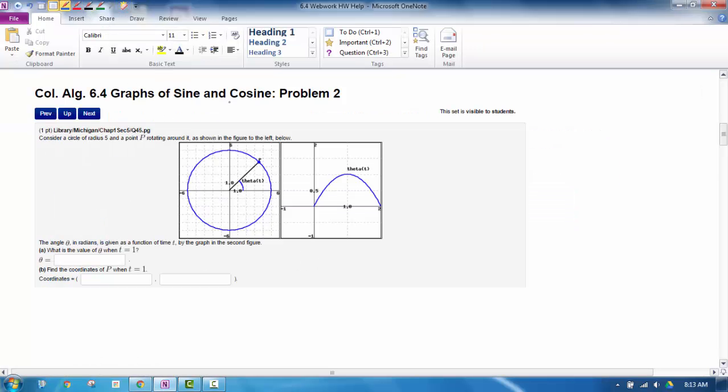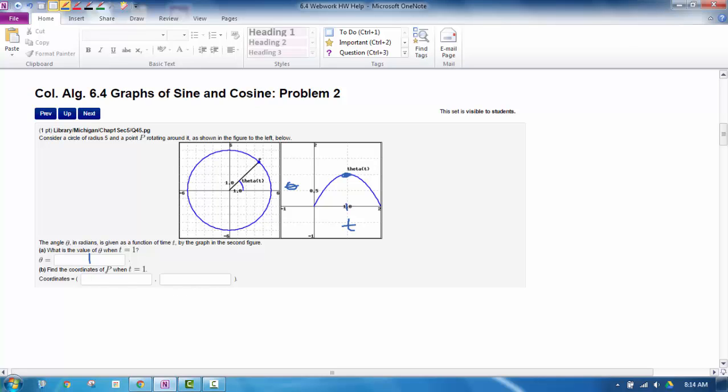Okay, the next problem is really tricky. It gives us two things here. It gives us this point P it's rotating around, so this is theta here, and this one is theta in terms of t. So it's a relationship between t and theta. The first problem says for angle theta in radians, a function of time, by the graph in the second figure, what is the value of theta when t is 1? So when t is 1, my value of theta is right here, which is 1 radian.